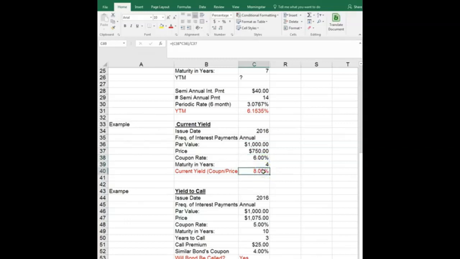The current yield is the amount of the interest payments per year, so 6% times $1,000, or $60, divided by the current price gives us a current yield of 8%. The current yield captures the yield from the interest payments but does not capture the capital gains yield, because we would be receiving another $250 in capital gains if we purchased this bond for $750 and at maturity received $1,000.